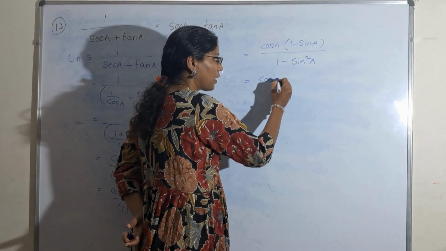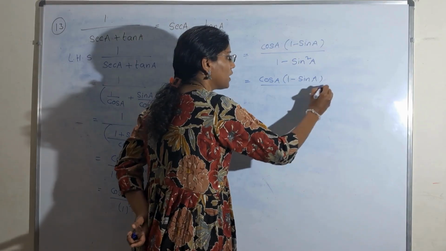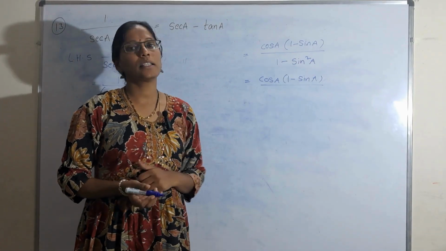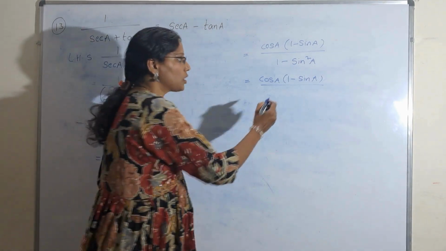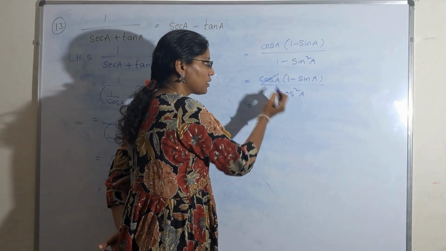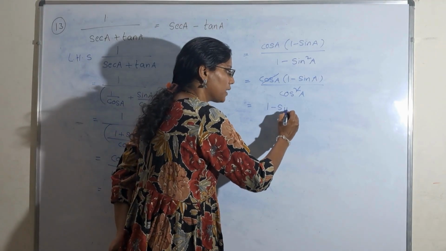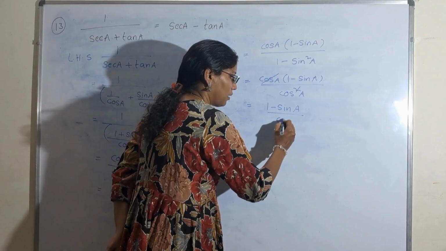Numerator as it is, you should write cos A into (1 minus sin A). In the denominator, you should observe 1 minus sin square A, whose value is cos square A. We can use the identity here. One cos A and one cos A cancel. Remaining is (1 minus sin A) by cos A.